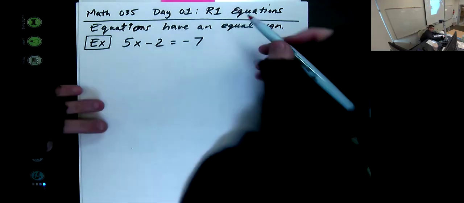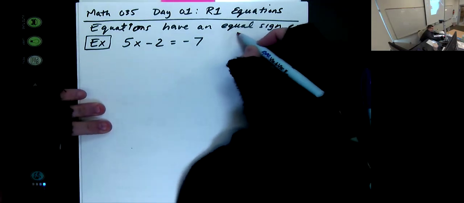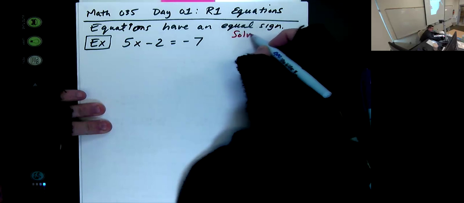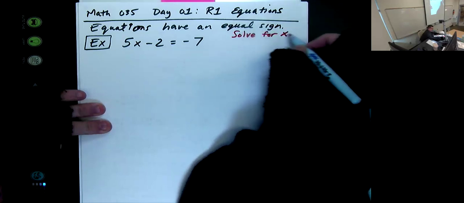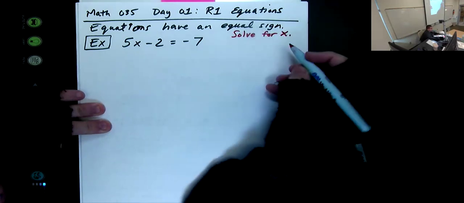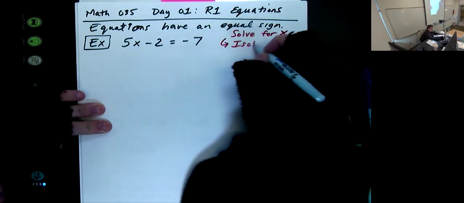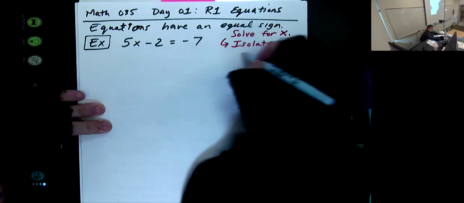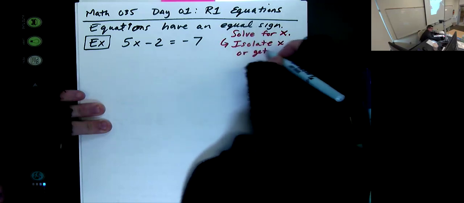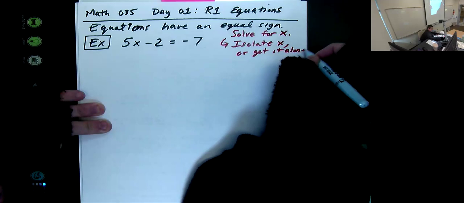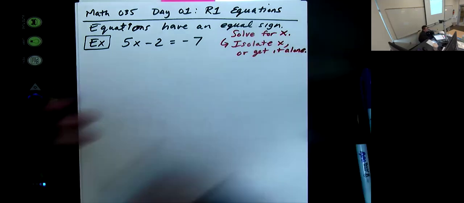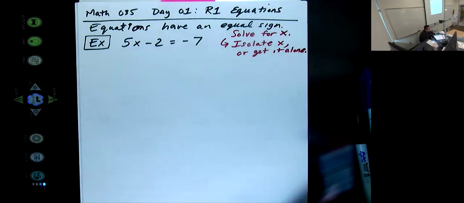For equations, what we want to do is, they always say solve for the variable. In this case, solve for x. What that really means is isolate x, or get it alone. Kind of like a stalker in a bar. Isolate your prey.